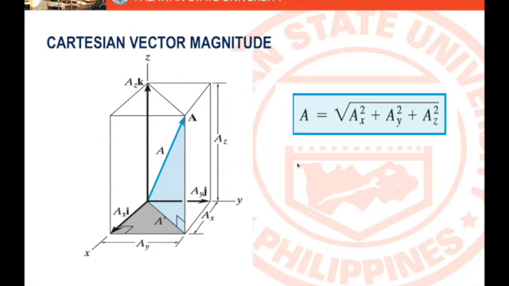Okay, so that's how you get the value of the magnitude of your vector. If you know the x component, the y component, and z component, just take the sum of their squares and the square root of that, and that is your magnitude for the vector.